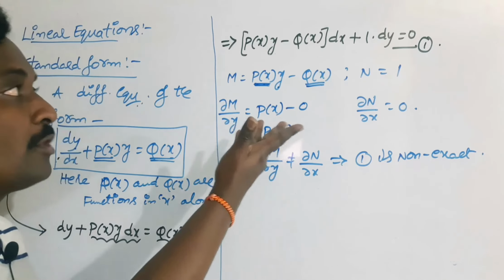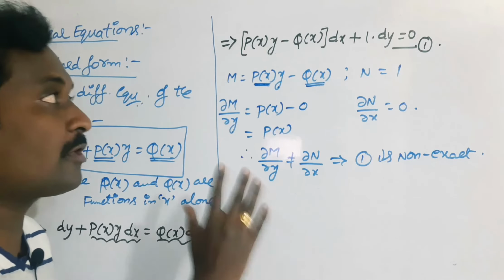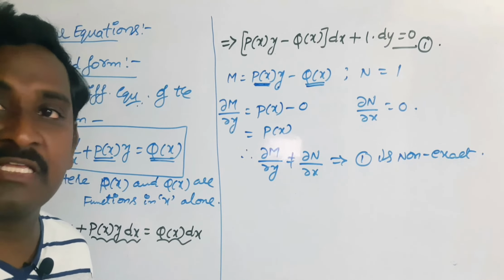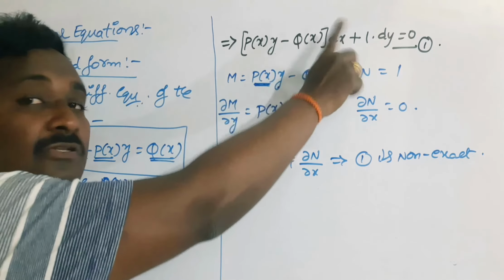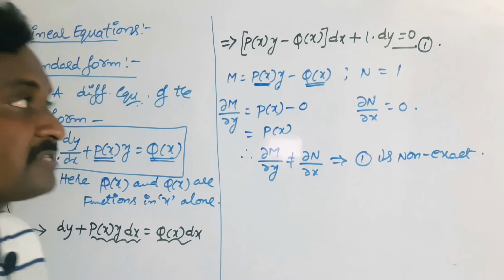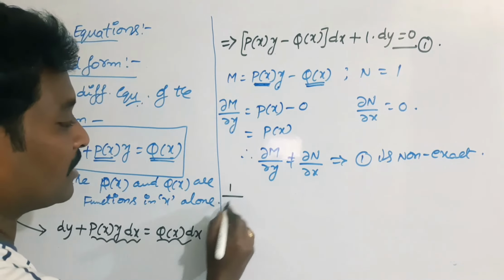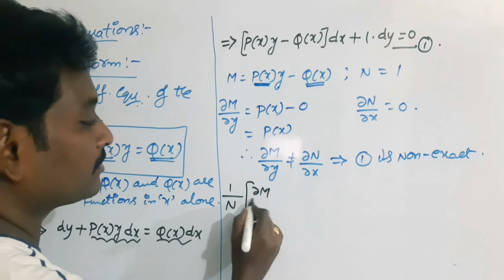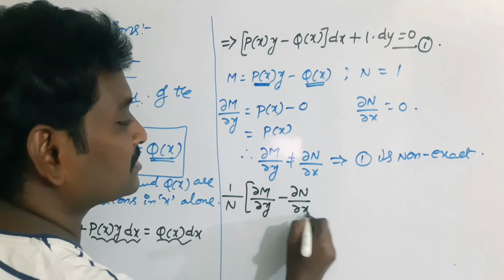Clearly we don't know about P of x and Q of x. They are only functions in x. That's why we can't decide whether they are homogeneous or not. So type 1 fails. Also this is not in the form of y into something dx plus x into something dy is equal to 0. That's why we can verify the quantity which is in type 3: 1 by N whole into dou M by dou y minus dou N by dou x, since type 1 and type 2 fail here.